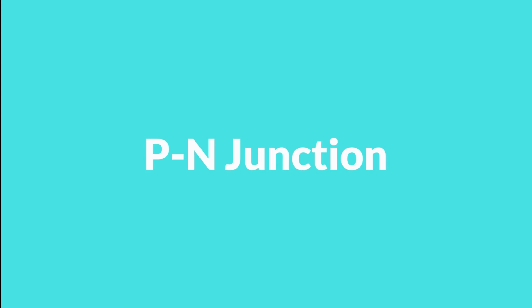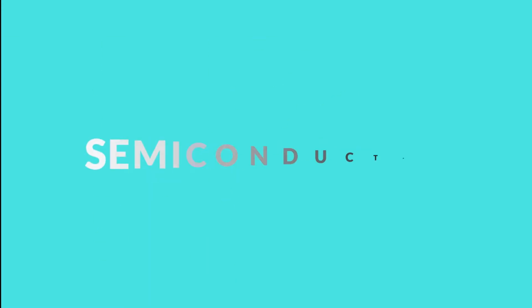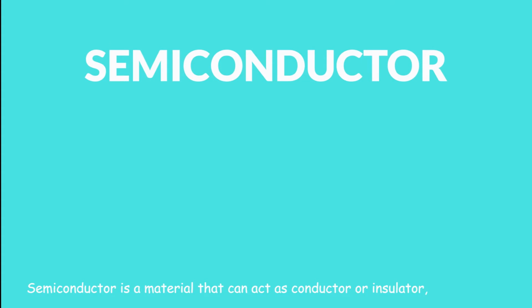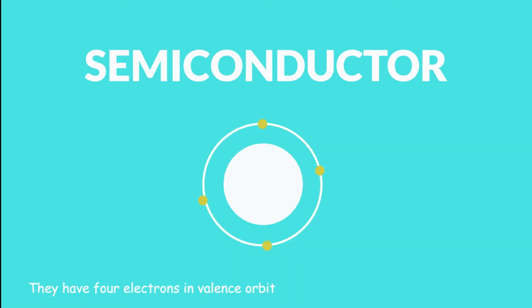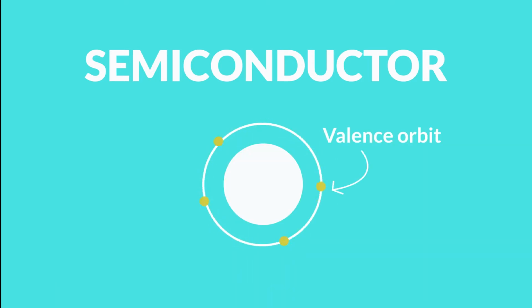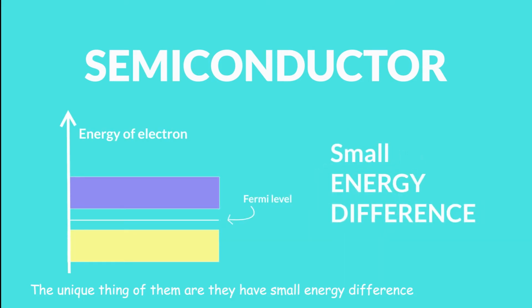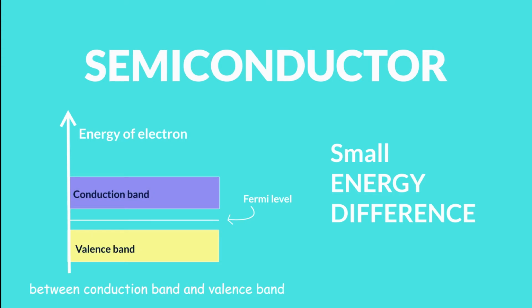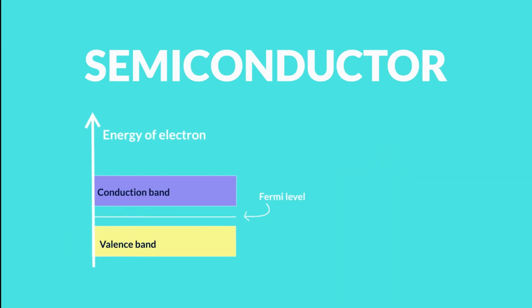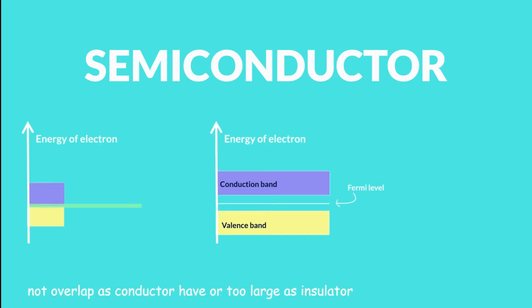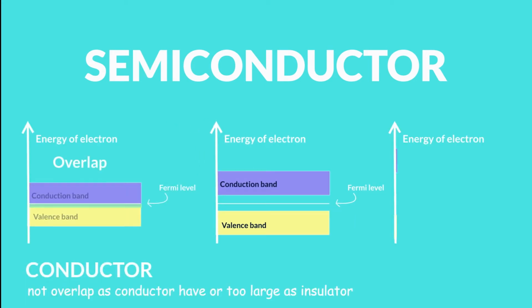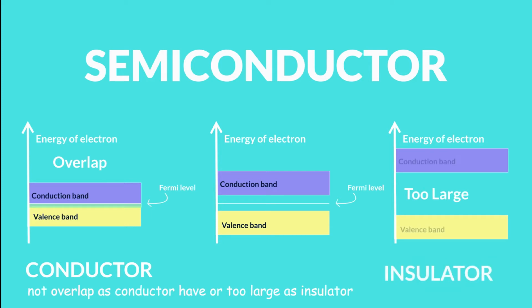Let's begin with the concept of the p-n junction. No, semiconductor first. A semiconductor is a material that can act as a conductor or an insulator. They have 4 electrons in the valence orbit. The unique thing about them is that they have a small energy difference between the conduction band and the valence band, not overlapping as a conductor has, or too large as an insulator.